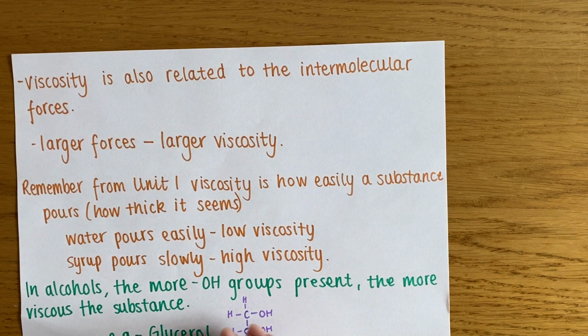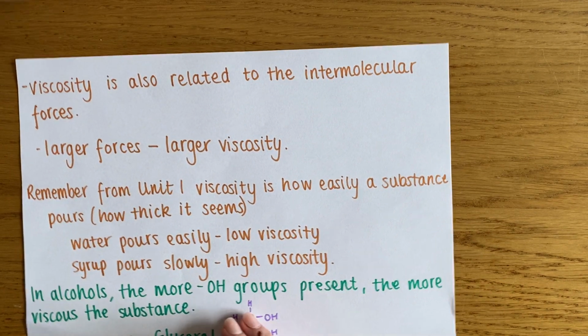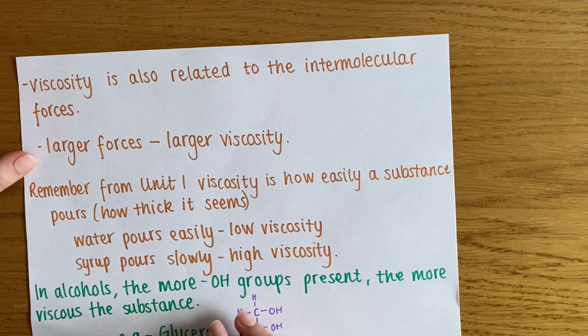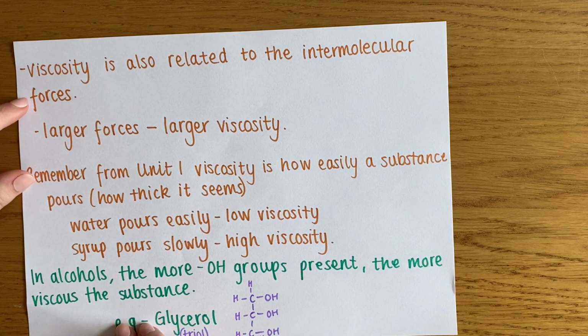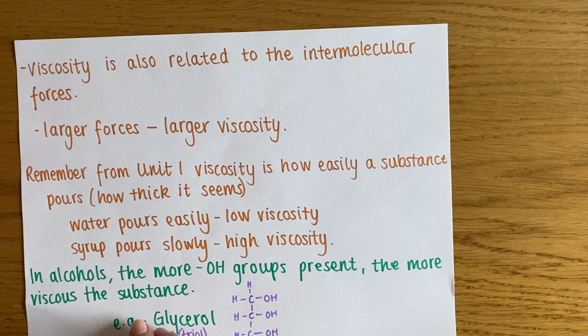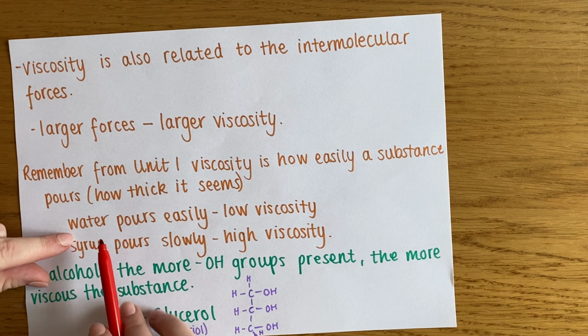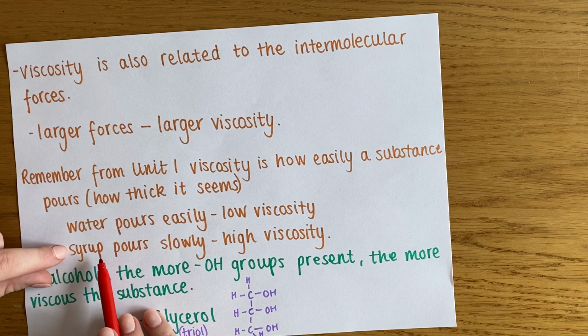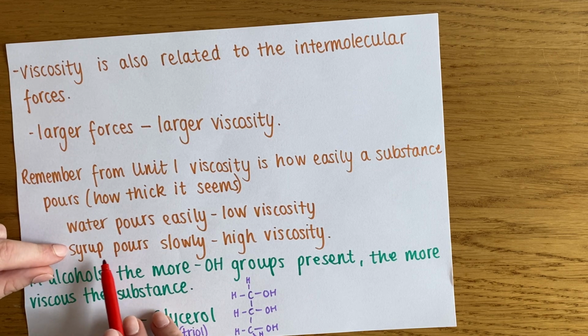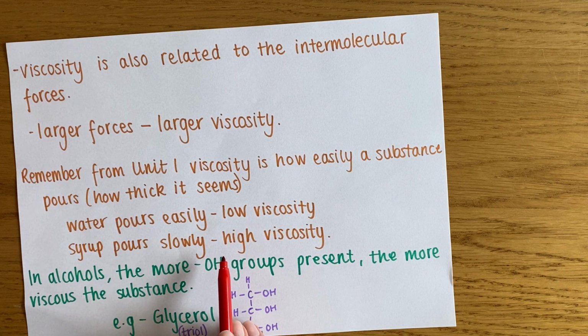Okay, so your viscosity is also related to your intermolecular forces. Okay, remember viscosity is basically how easy a substance pours. We sometimes think of it as how thick a substance is. So for example here we've got water, it pours easily, it's got low viscosity, whereas syrup, as in maple syrup, pours slowly, it's got a high viscosity.